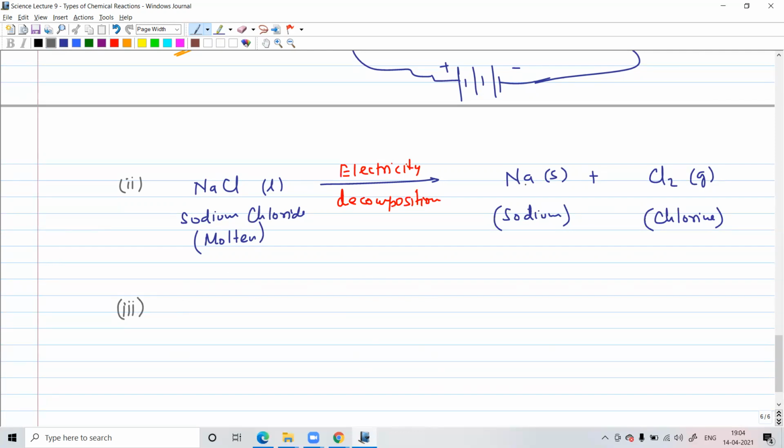So NaCl breaks down into sodium and chlorine. Let me give you one more example. Okay, again, this one is not balanced, so balance it like this. Normally for electrolysis, you have to take the liquid form of whatever it is, okay? That's why you are seeing liquid everywhere for all these decomposition reactions with electricity.